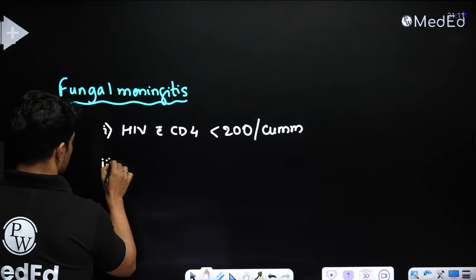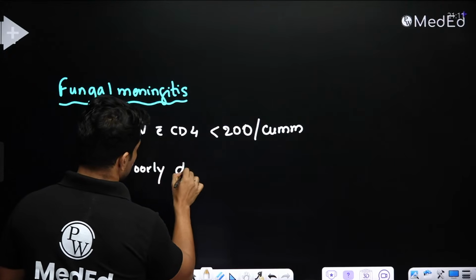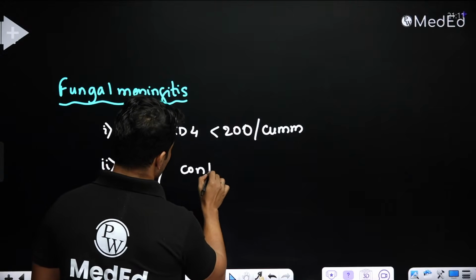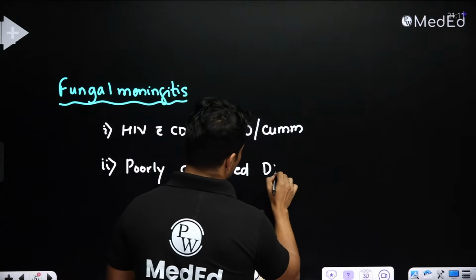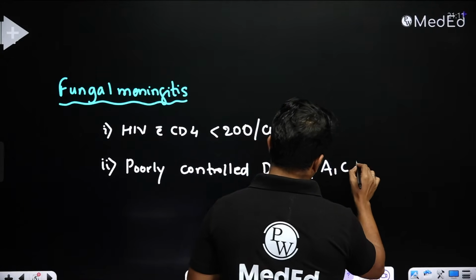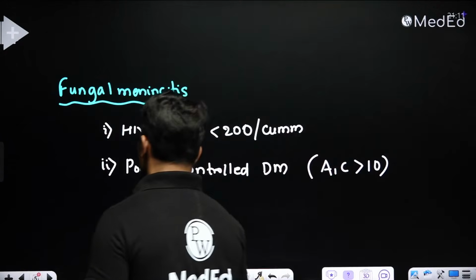Second, poorly controlled diabetes is also emerging as a risk factor. When do you call it poorly controlled? Well, there is no standard definition for poorly controlled diabetes, but in practice, we notice it when the HbA1c for a very long period is more than 10.